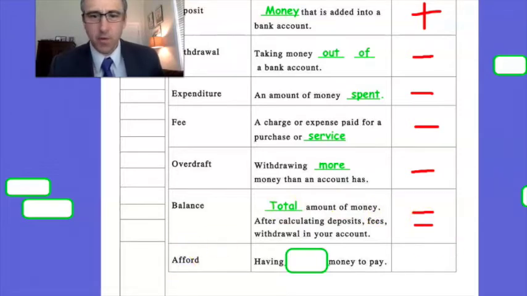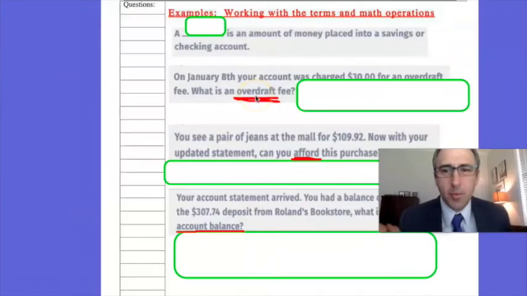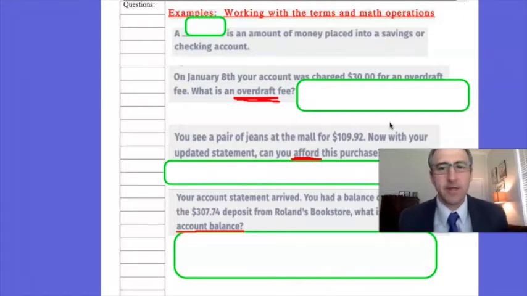Afford, what does afford mean? Having enough money to pay. Afford isn't a positive or a negative, it just means that you have enough money. Moving forward to the second page, we're going to look at some examples, applying these vocabulary words and doing barely a little bit of math.